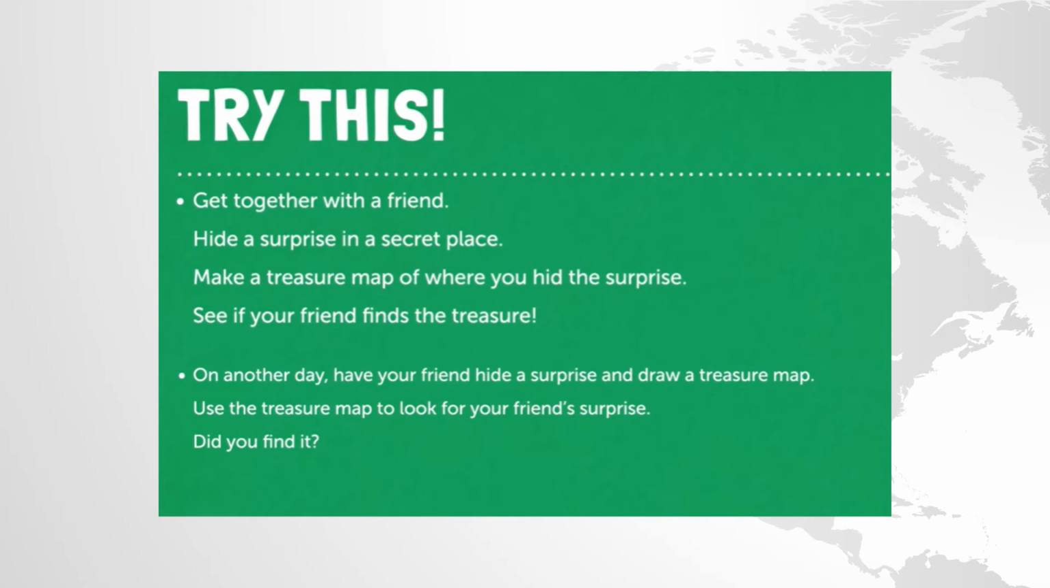Try this. Get together with a friend, hide a surprise in a secret place, make a treasure map of where you hid the surprise, see if your friend finds the treasure. On another day, have your friend hide a surprise and draw a treasure map. Use the treasure map to look for your friend's surprise. Did you find it?